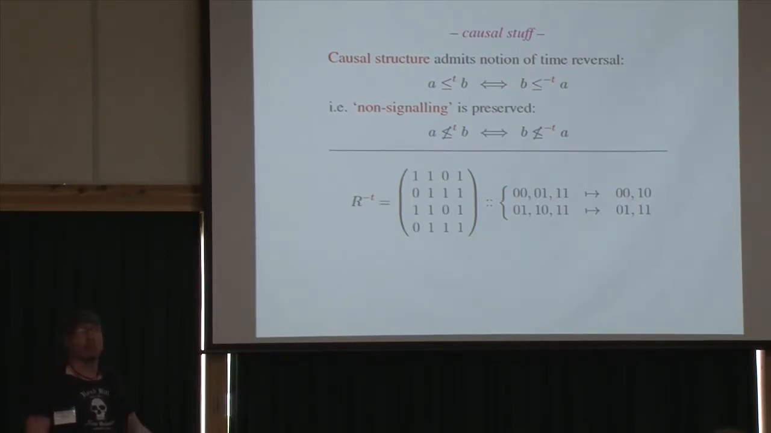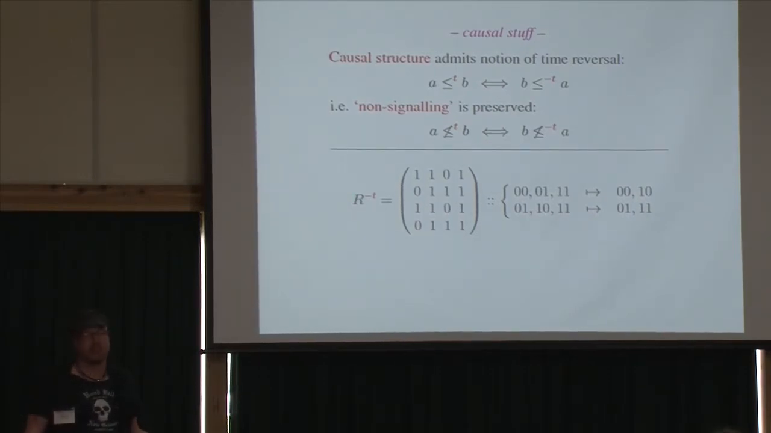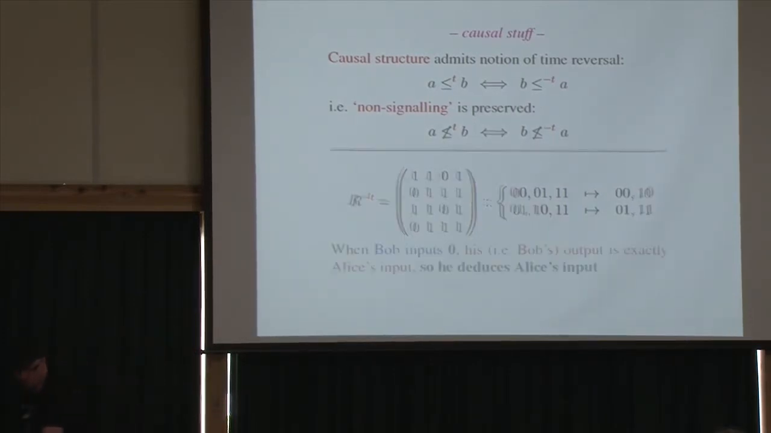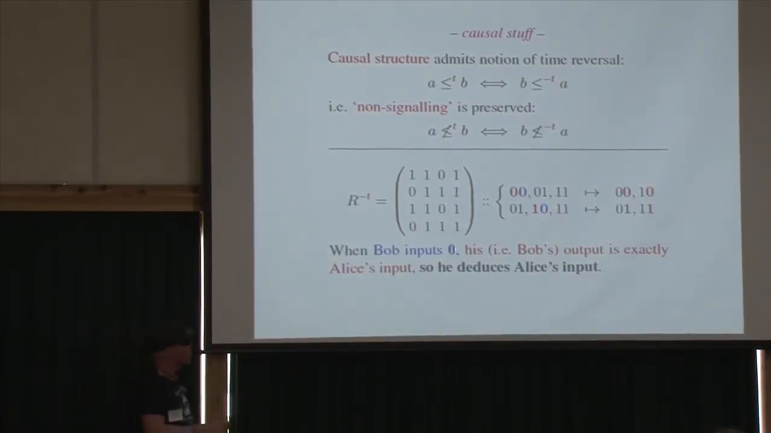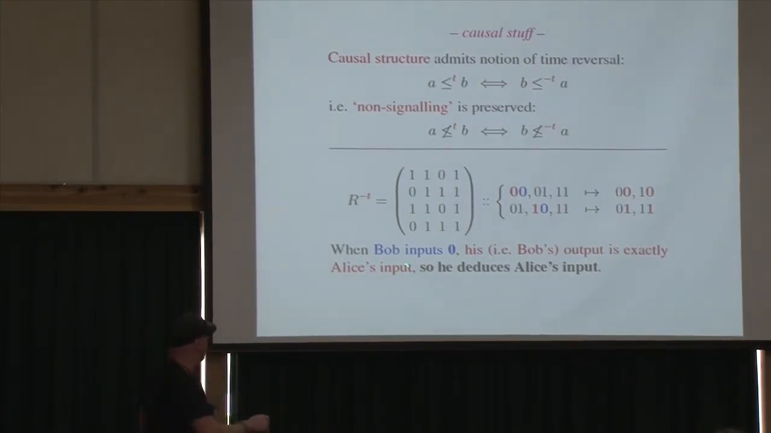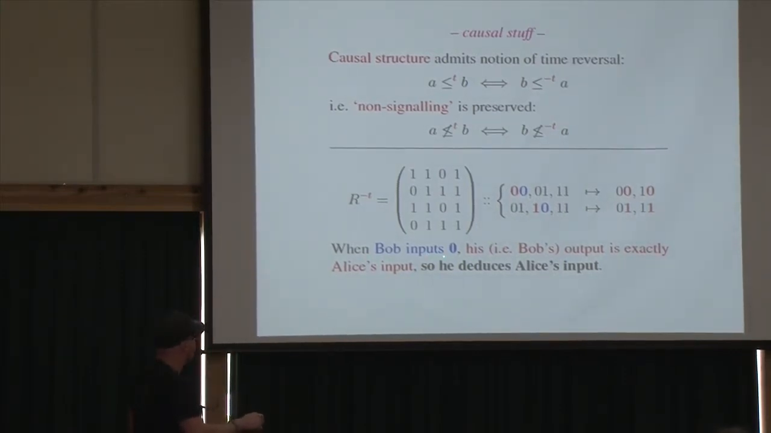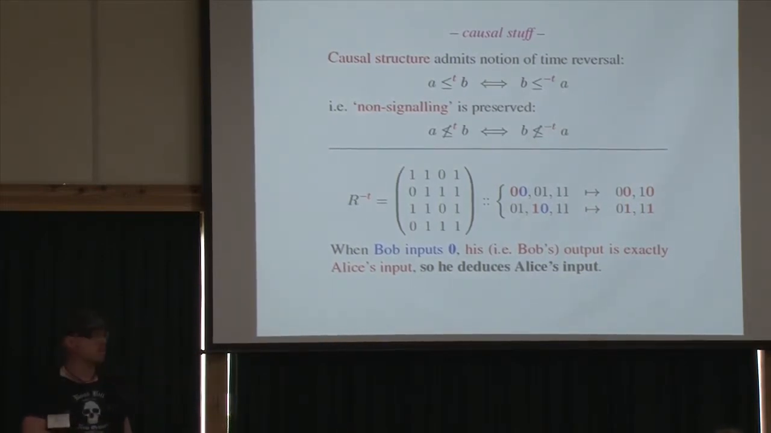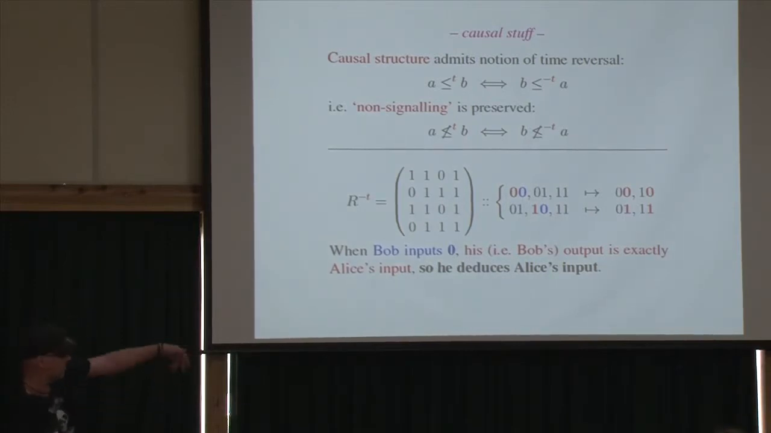So something which forward in time is a perfectly classical device which you can build in a factory, backward it becomes a signaling device which violates relativity, which is kind of weird. Okay, so the point is not to look into the details, but for this particular device, if Bob inputs the 0, then his output is exactly Alice's input, so you get a perfect signaling channel. So if Bob keeps fixing the input in the time reverse on 0, then you get a signal.